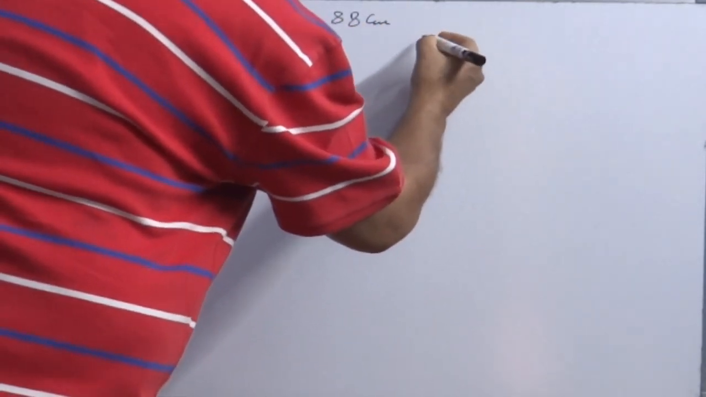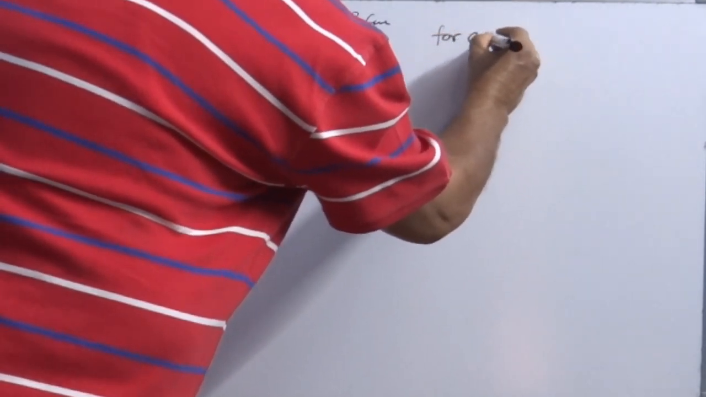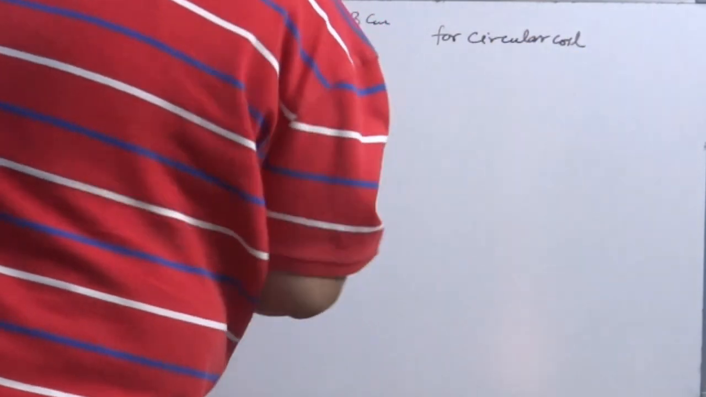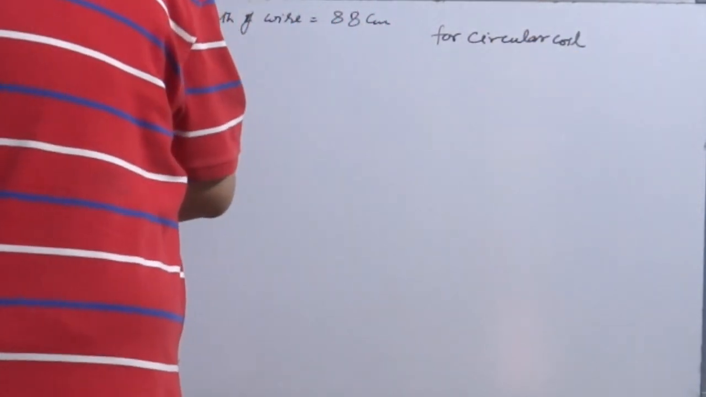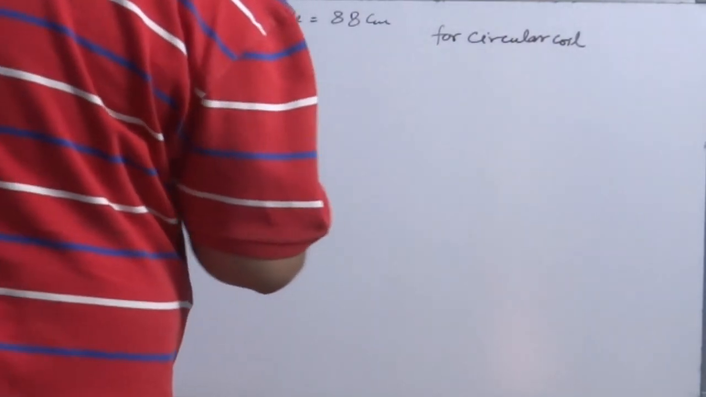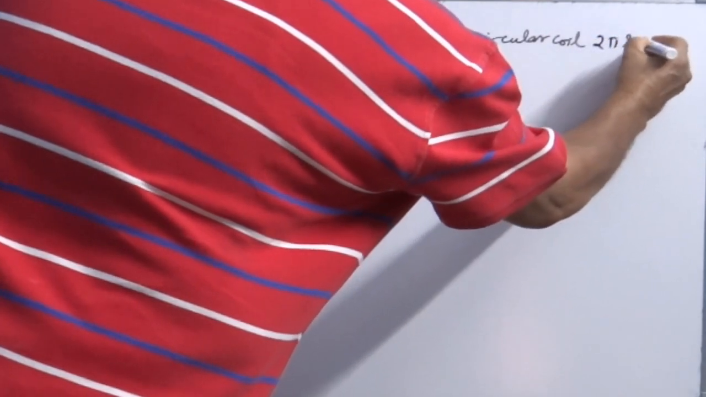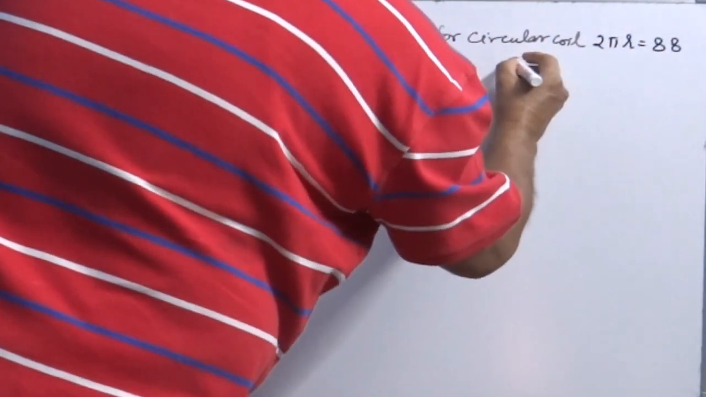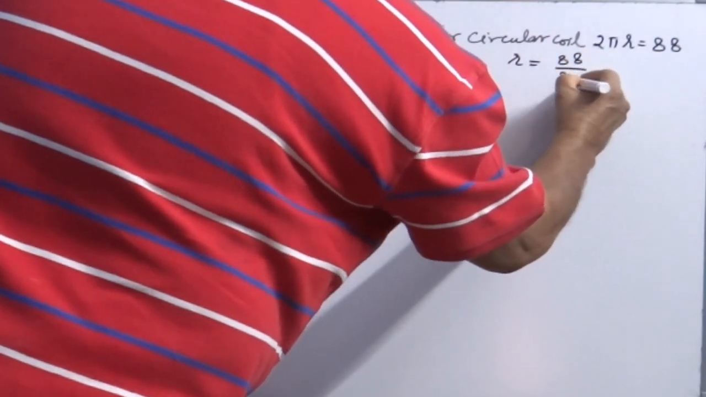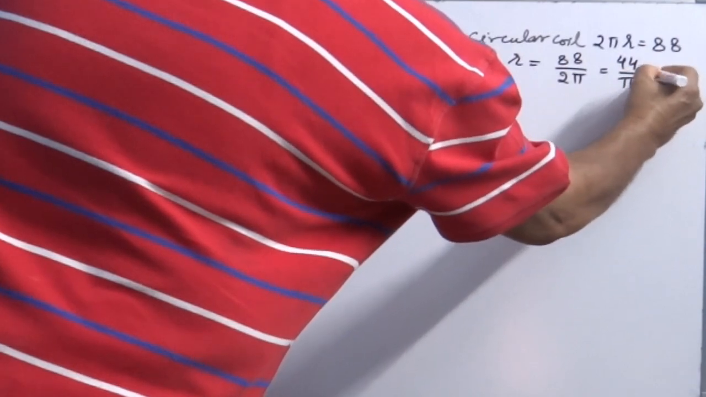88 cm. For the circular coil, you find out the radius. 2 pi r is equal to 88, so radius is equal to 88 over 2 pi, 44 over pi centimeter.